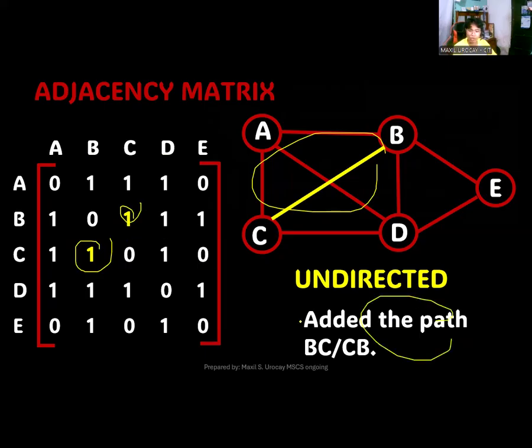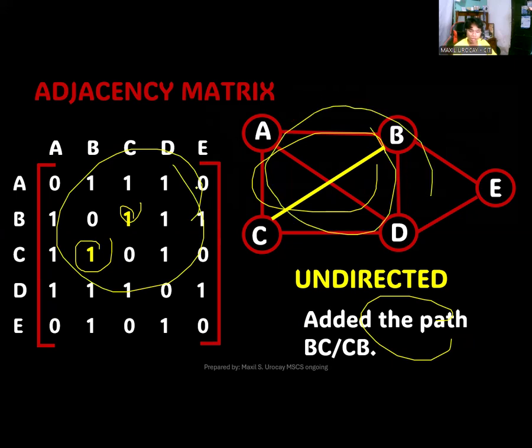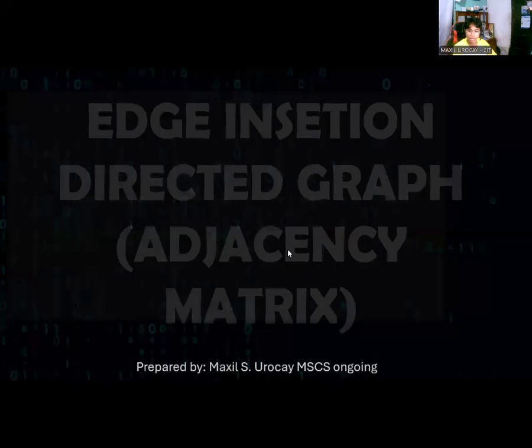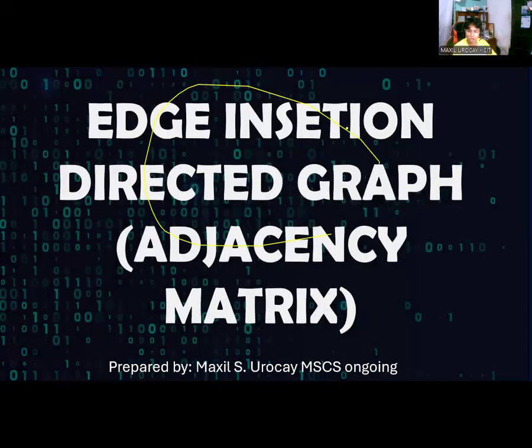If you know how to get the adjacency matrix, you need to go step by step. Of course, you have to draw another graph, and you also need to do another adjacency matrix for the update of that. That is how it works for an undirected graph. So let's now proceed with the edge insertion for a directed graph, still using the adjacency matrix.